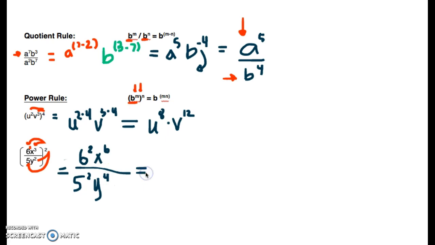So when I multiply these, when I use the exponent, 6 squared is 36, and I have an x to the 6th power, because I multiplied exponent to the exponent. We multiply. 5 to the 2nd power is a 25. And again, y to the 2nd power to the 2nd power. We multiply those guys and we get y to the 4th power.